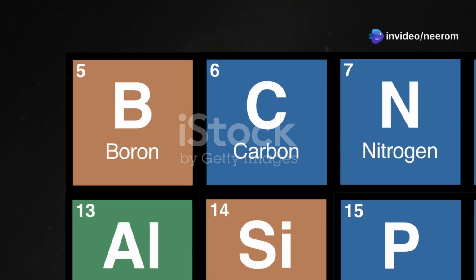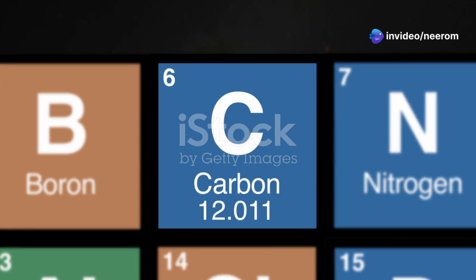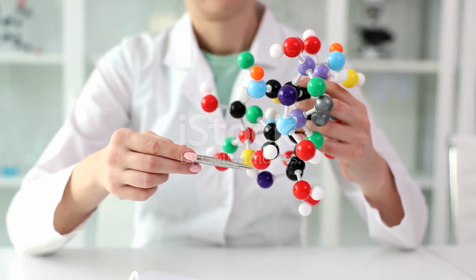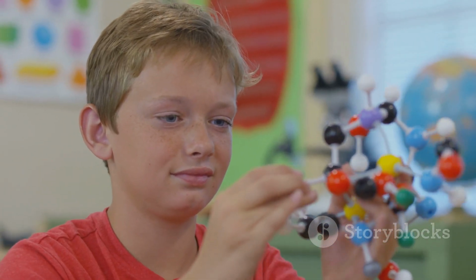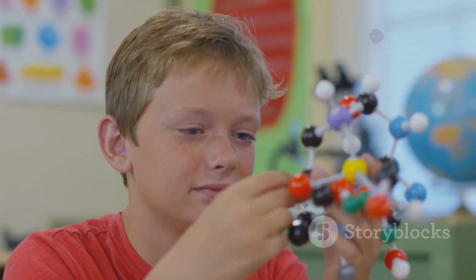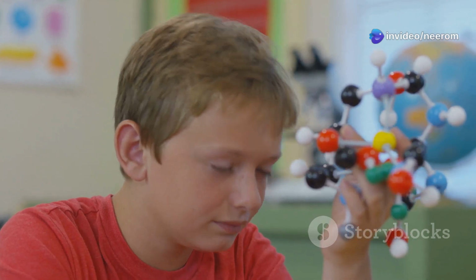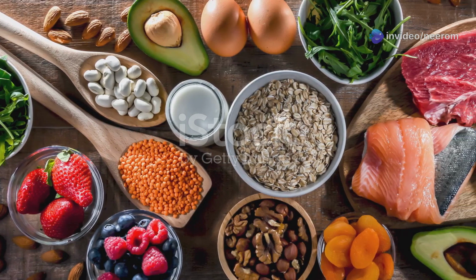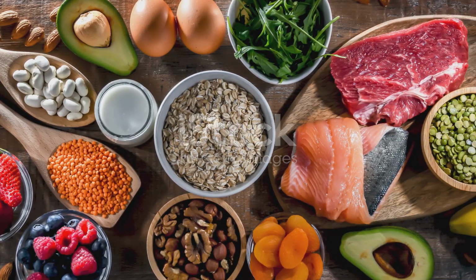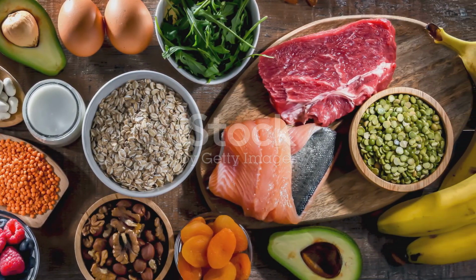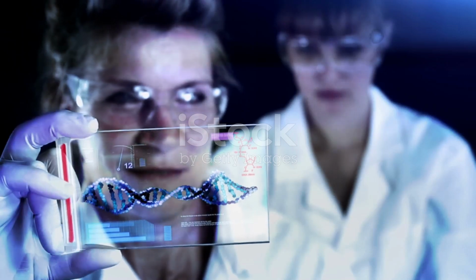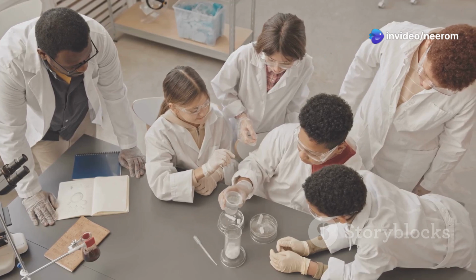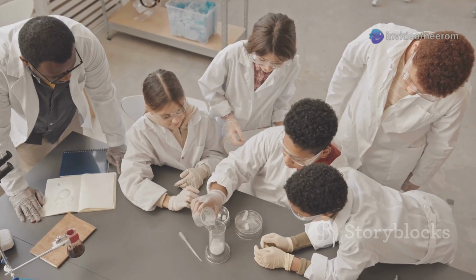Now, let's get down to the backbone of life itself. C, or carbon. Carbon is the superstar element of organic chemistry. You see, carbon atoms can bond to each other and a whole bunch of other elements in tons of different ways, forming long chains and complex structures. That's why there are so many different carbon-containing compounds, millions and millions of them. Think about it. Carbohydrates, proteins, fats, DNA, they all contain carbon. Carbon is like the Lego brick of the molecular world, and it's what makes life on Earth so diverse and amazing.